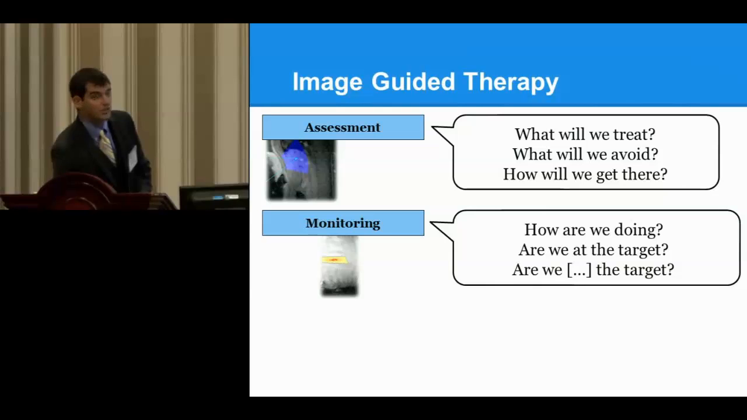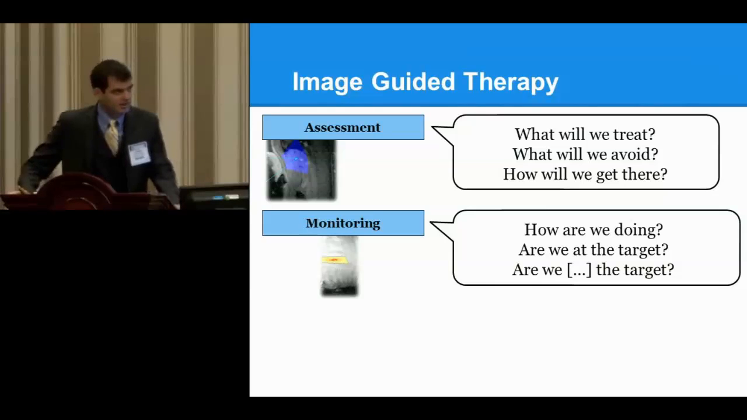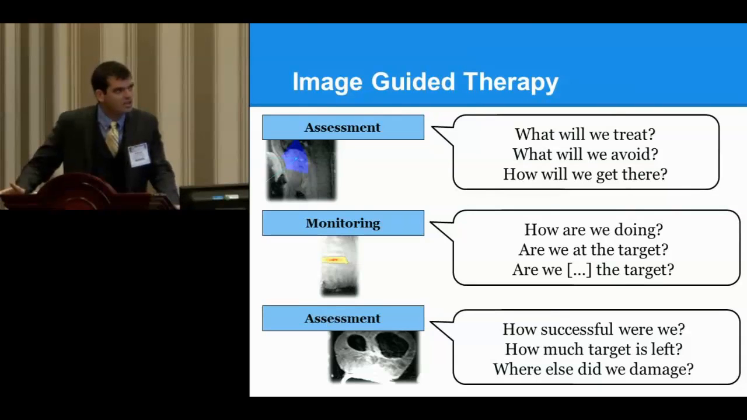And then while we're doing this, we can use imaging to see how we're doing, to see are we at the target, and then when we're at the target, are we ablating or destroying the target? Are we poking it? Are we at the right place to take a tissue sample? Those sorts of questions. And then finally, when we're done, we can assess the therapy. We can see how successful were we, how much target is left if we, in fact, were trying to destroy that target, and then also if we were trying to spare something else, did we damage anything along the way?